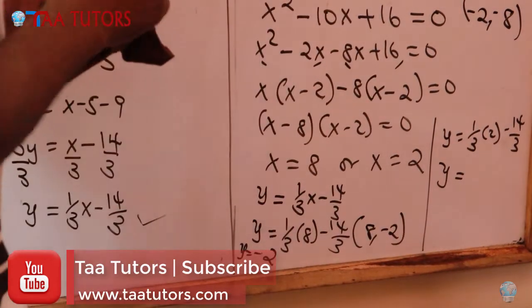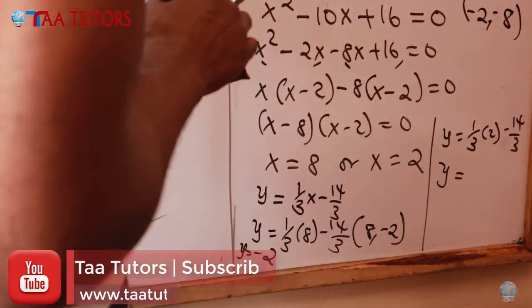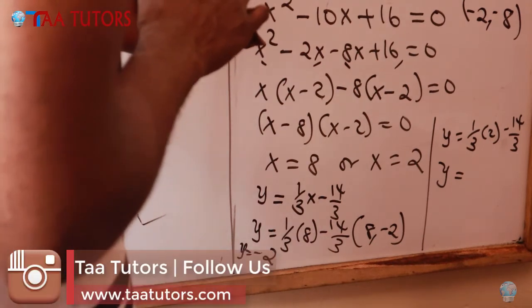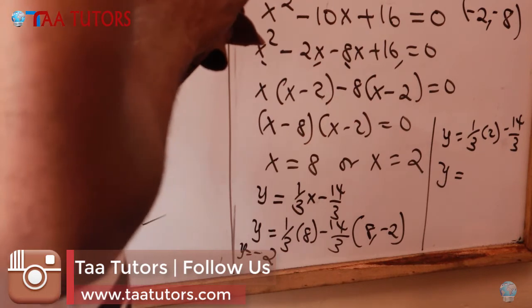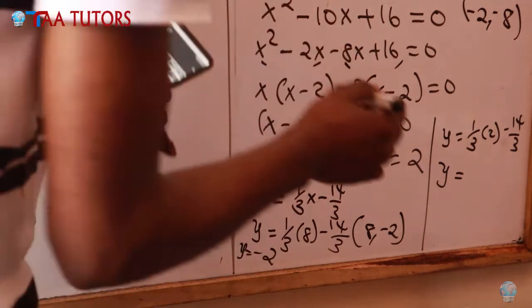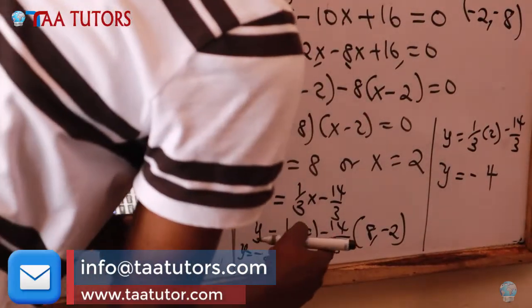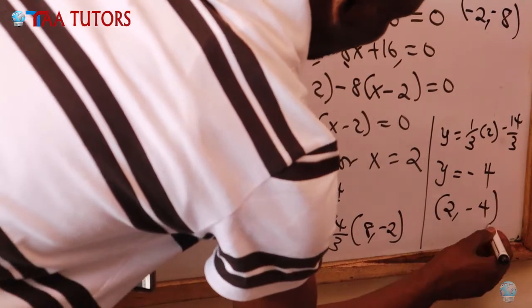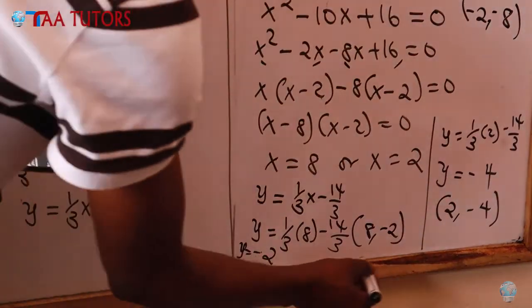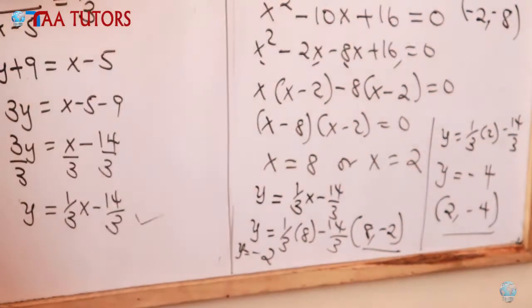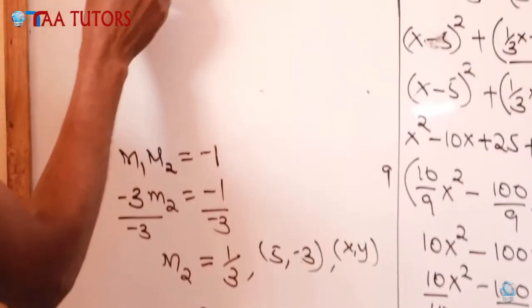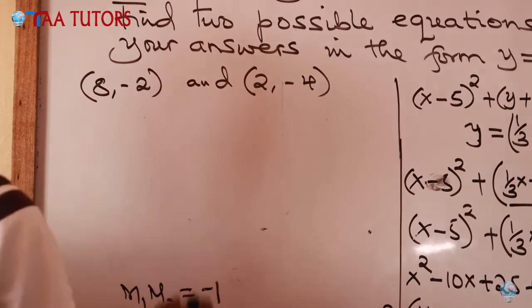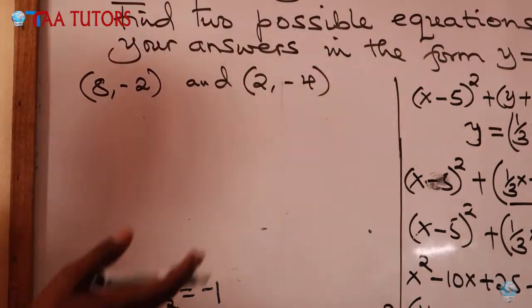y will be 2 over 3 minus 14 over 3. What I get there is negative 4. So another coordinate is that if we have x as 2, y is negative 4. So we have coordinates now. The first coordinate is 8, negative 2, and the other is 2, negative 4. These are the coordinates of the 2 points where the chord is intersecting the circle.